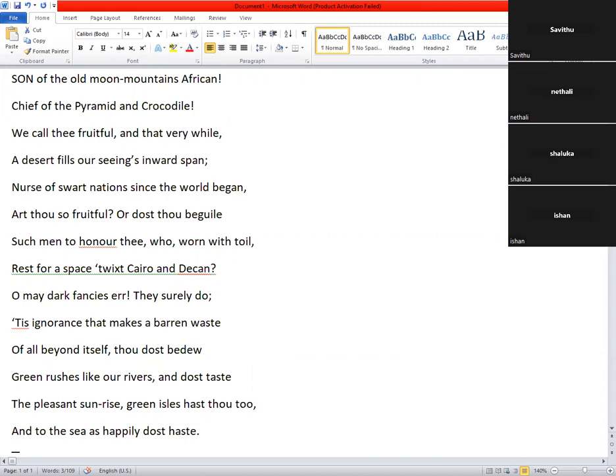Africans believe this Nile is the ruler of these huge pyramids and dangerous crocodile. This is also an apostrophe addressing the Nile River. Now here you see in these two lines, John Keats presents how African people see the Nile.